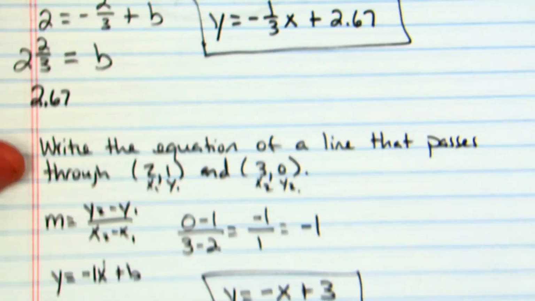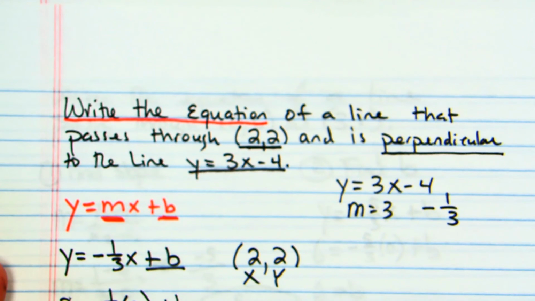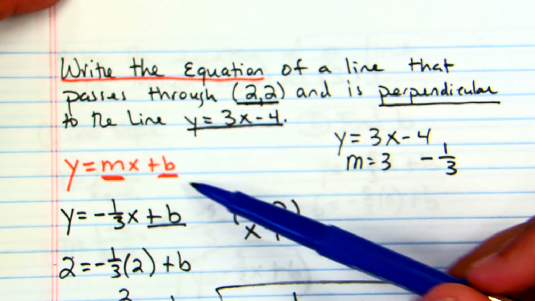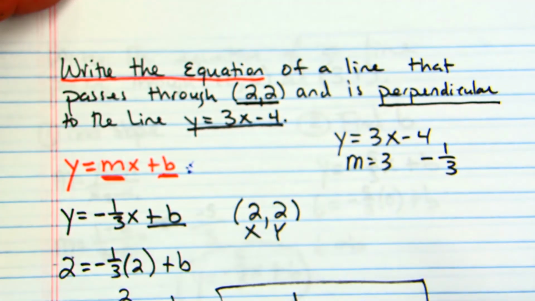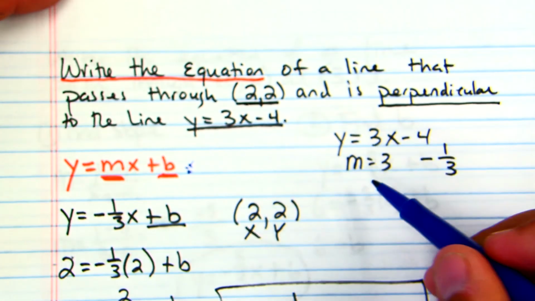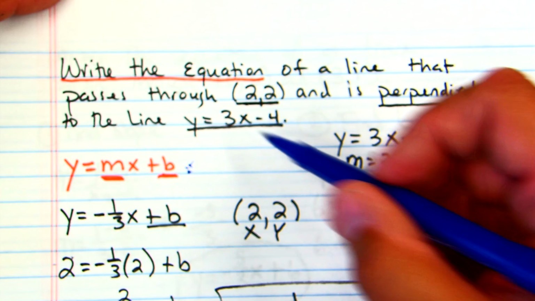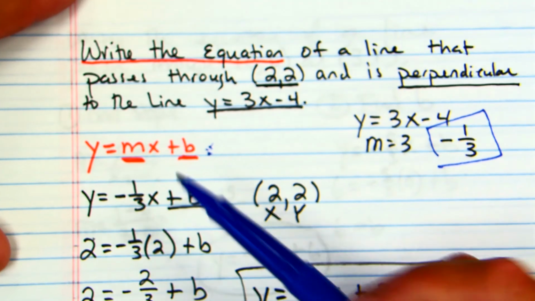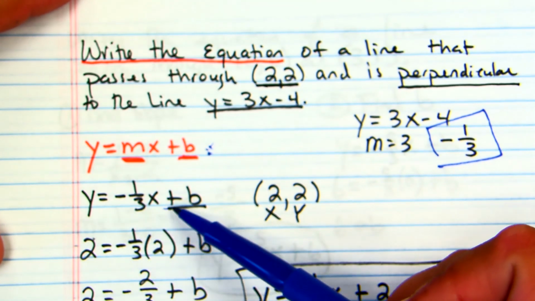Alright? Now that you know how to find slope, if you have a problem that says write the equation of a line that passes through the point 2, 2 and is perpendicular to the line y equals 3x minus 4. Alright, so I know my end result, I need to have it in y equals mx plus b. Key word here is perpendicular. This line is y equals 3x minus 4. The slope of this line is 3. So the slope of a line perpendicular to it would be -1/3. So I come over here and I have y equals -1/3 x plus b.